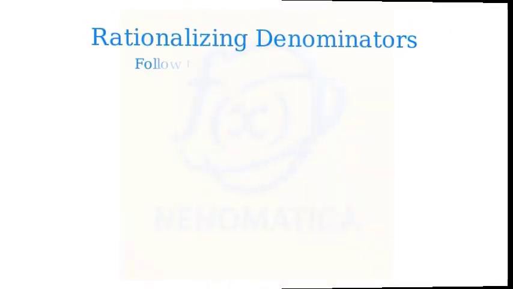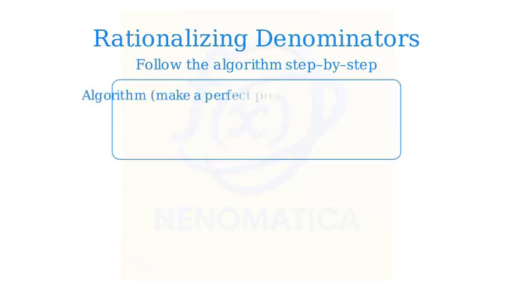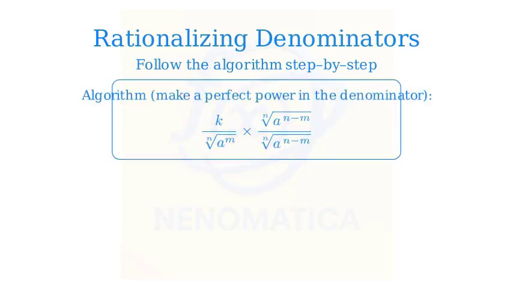In this lesson, we will rationalize denominators. We will first state the general algorithm, then follow its steps exactly on 2 examples, 10 over square root of 5, and the square root of 5 over 6. The algorithm. If we have k over the nth root of a to the m, multiply by the nth root of a to the n minus m over itself. This creates a perfect power in the denominator.